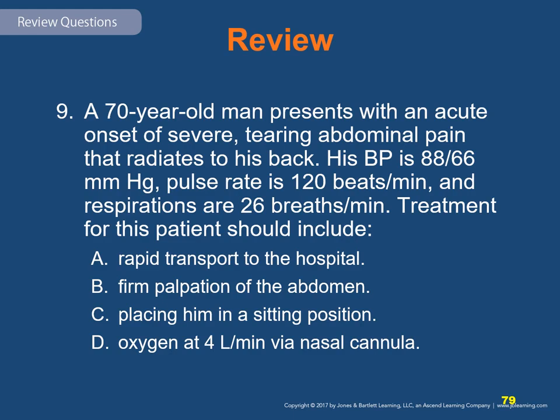A 70-year-old man presents with an acute onset of severe tearing abdominal pain that radiates to his back. His BP is 88 over 66 millimeters of mercury, pulse rate is 120 beats per minute, and respirations are 26 breaths per minute. Treatment for this patient should include A, rapid transport to the hospital, B, firm palpation of the abdomen, C, placing him in a sitting position, or D, oxygen at 4 liters per minute via nasal cannula.